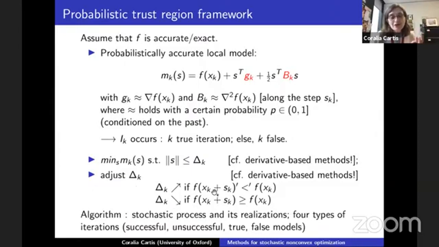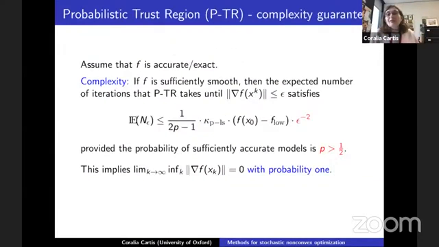In this first framework, F is accurate, so I can measure progress in F. Now the algorithm is a stochastic process, and I have realizations of it with different types of iterations. Before, I could only have a successful iteration when I make progress in F, or an unsuccessful one when I don't. Now each can be of two more types, when I have a good model or a bad model. What can we guarantee about trust region? This is a classical trust region framework, so even if I had exact derivatives, I would not expect a better complexity than epsilon to the minus 2.